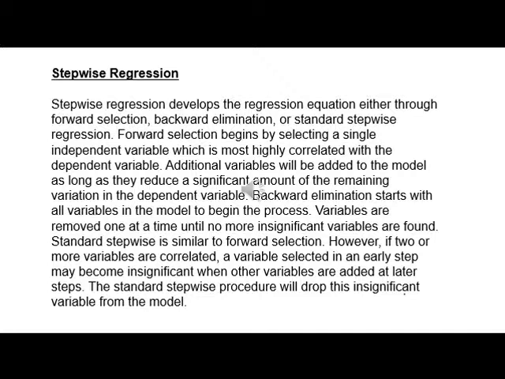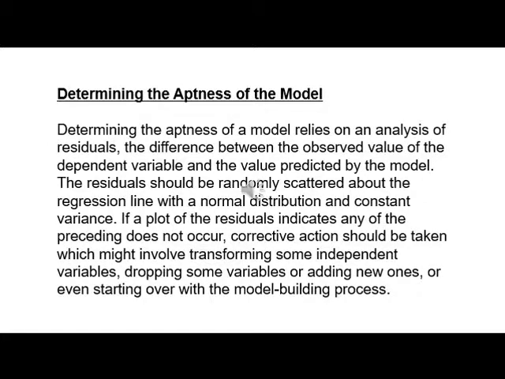Determining the aptness of the model. Determining the aptness of a model relies on an analysis of residuals, the difference between the observed value of the dependent variable and the value predicted by the model. The residuals should be randomly scattered about the regression line with a normal distribution and constant variance. If a plot of the residuals indicates any of the preceding does not occur, corrective action should be taken, which might involve transforming some independent variables, dropping some variables or adding new ones, or even starting over with the model building process.